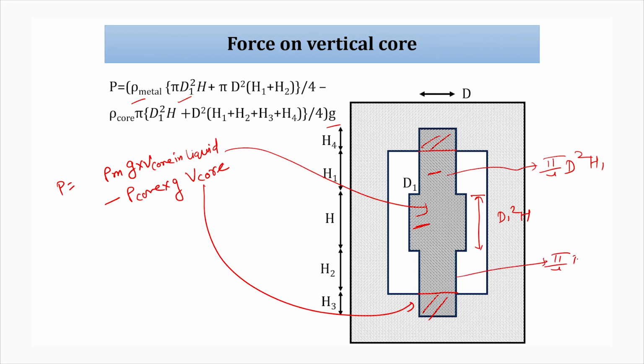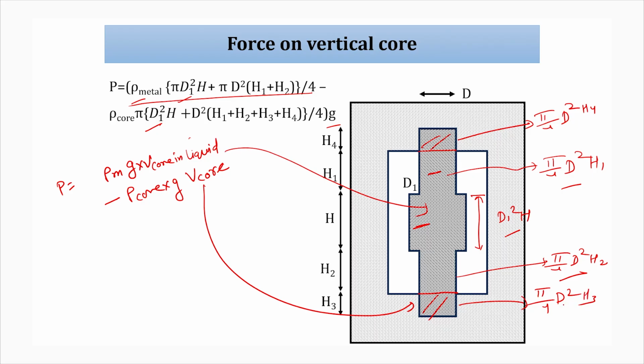pi by 4 d square h2, divided by 4, which is in the liquid. But here the volume will be the addition of this plus this plus this, and this also: pi by 4 d square h4, pi by 4 d square h3. So what will be the total summation? Pi d square into h plus d square h1 plus h2 plus h3 plus h4, divided by 4, multiplied by g. This is the basic concept.